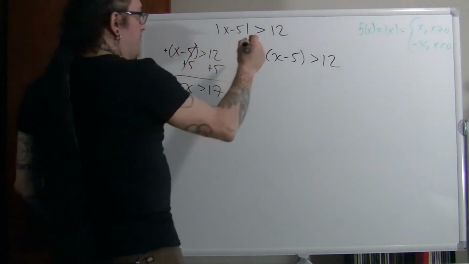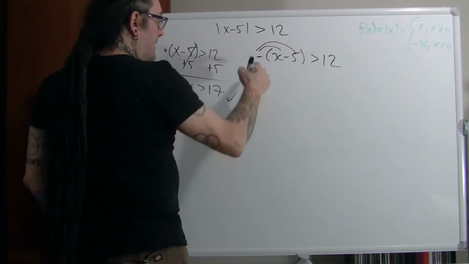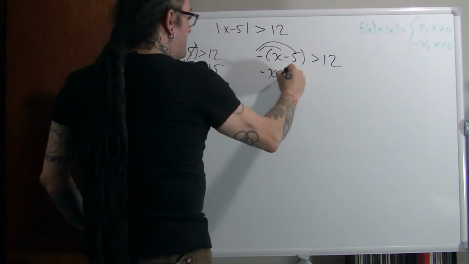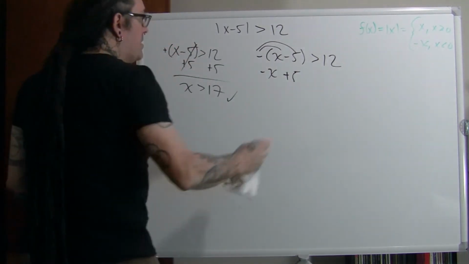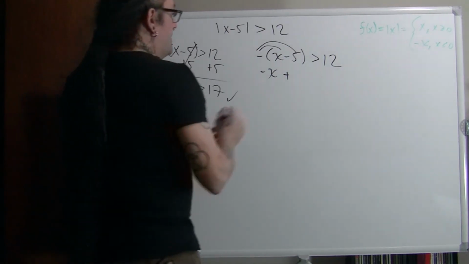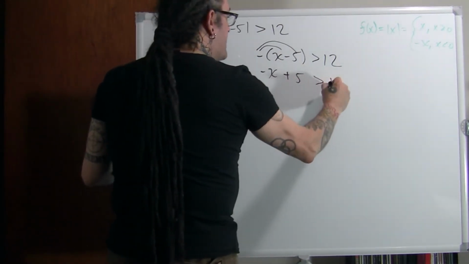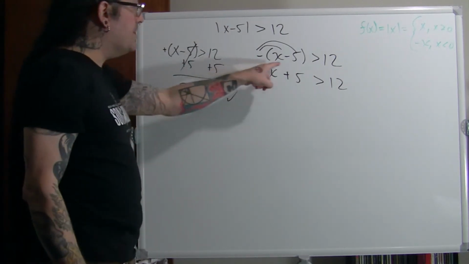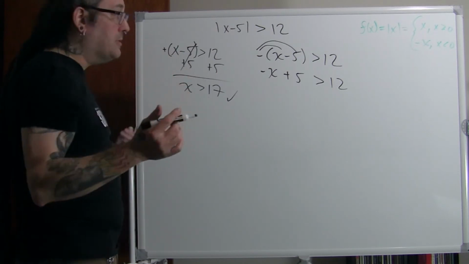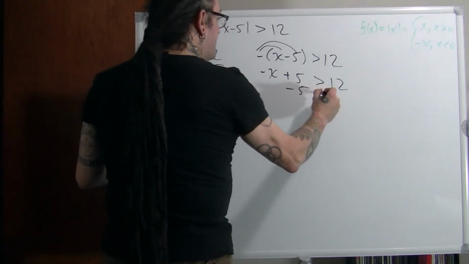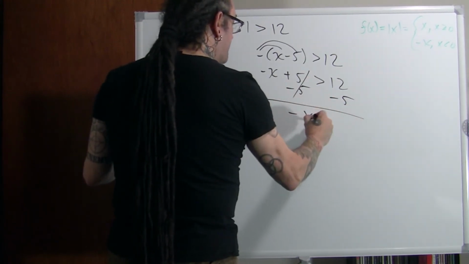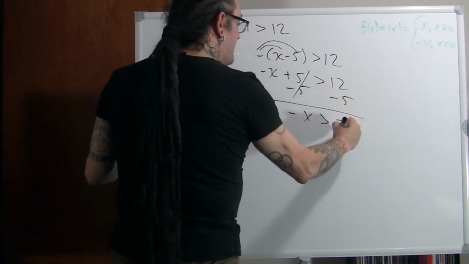Now this one, what do we do here? I'm going to actually distribute first. So minus 1 times x is minus x, and minus 1 times minus 5 is positive 5. Ooh, and a terribly drawn positive 5. One more time, let's do it. Nicely drawn. 5 is greater than 12, right? All I did was distribute the minus sign into the parentheses. Okay, now let's do some algebra. Subtract 5 from both sides.